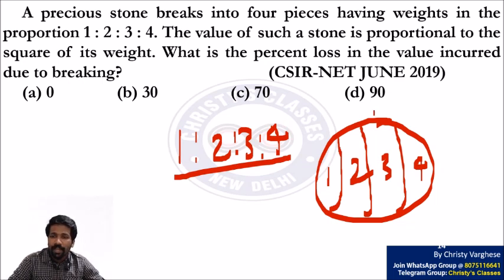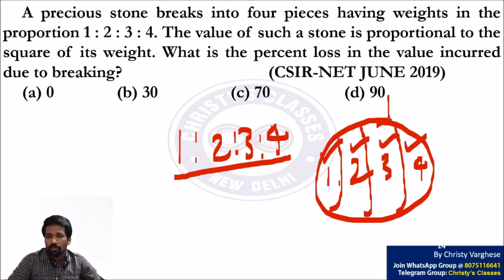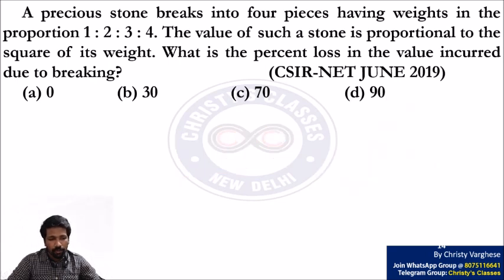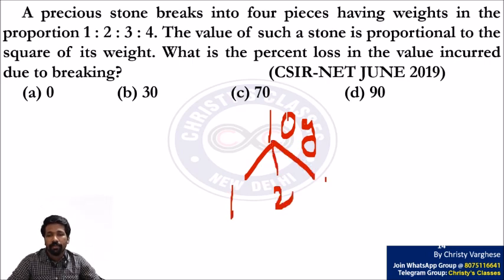From that you will get an idea of the total weight of the stone. These are the broken pieces' weights. So the total weight should be 1 plus 2 plus 3 plus 4, which is 10 gram. Now you got an idea. There is a 10 gram stone that is broken into 4 pieces of 1 gram, 2 gram, 3 gram and 4 gram.